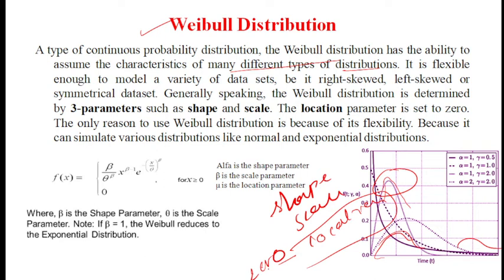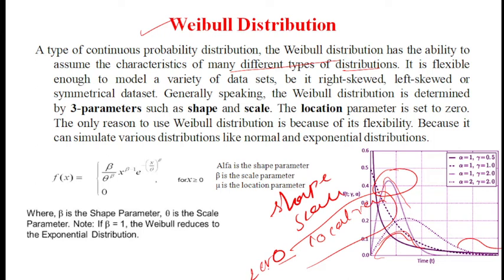The only reason to use this Weibull distribution is because of its flexibility. It is flexible enough to assume the characteristics of many different types of distribution. We can see the three parameters in this Weibull distribution. What are they? One is shape, scale and the location. But the location parameter will be set as 0.